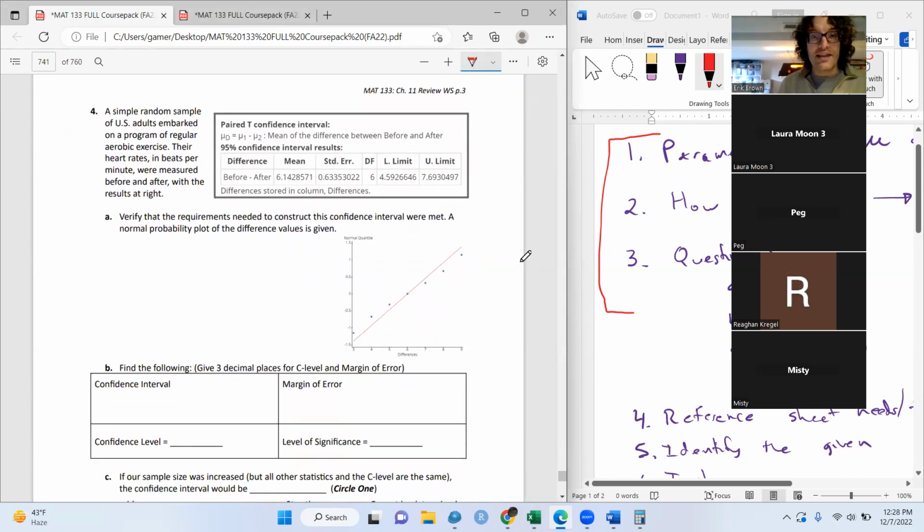When you see this graph, what do you immediately know is the parameter? It's normal. You're right that we're going to use that for normal. But what type of parameter, mean or proportion? Mean. Good.